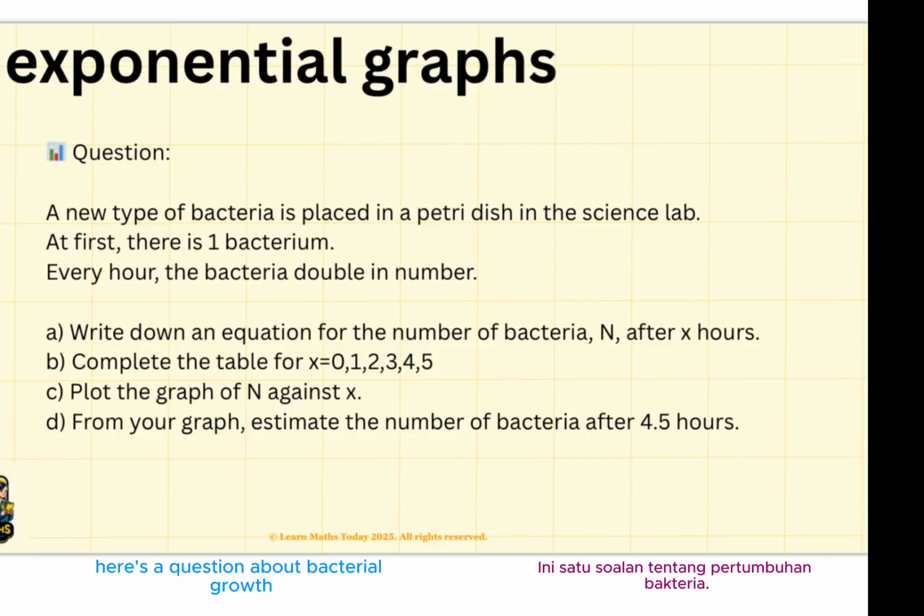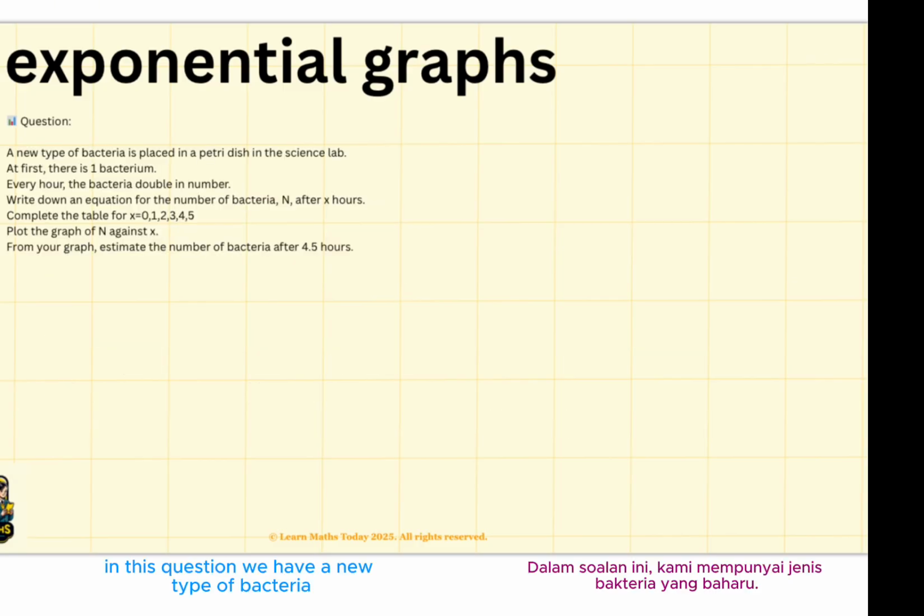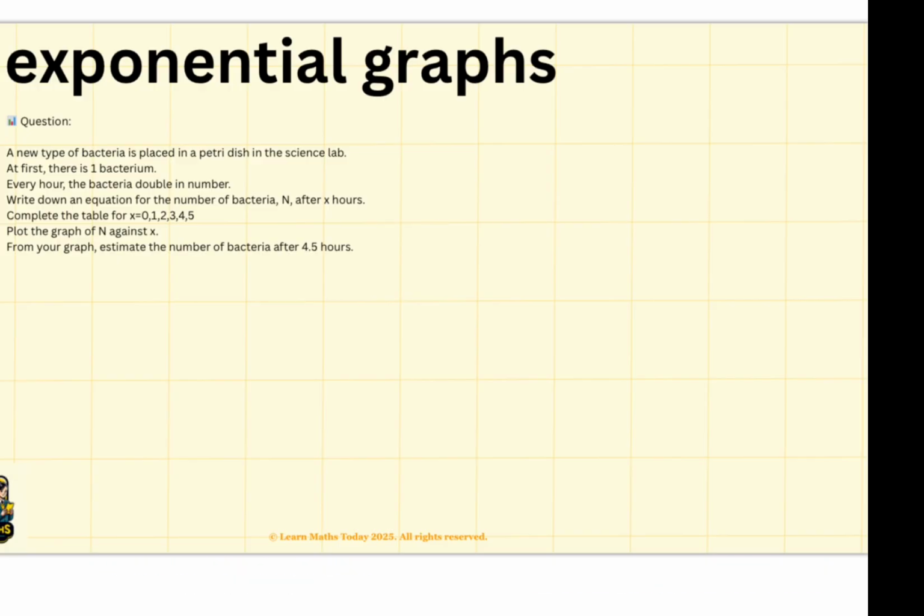Here's a question about bacterial growth. Read through the question and then try to do it on your own. In this question, we have a new type of bacteria that is placed in a petri dish in the science lab. At first, there is one bacterium. Every hour, the bacteria double in number. We are supposed to write down an equation for the number of bacteria n after x hours and complete the table for x equal to 0, 1, 2, 3, 4, and 5. And then we have to plot the graph of n versus x, and we have to estimate the number of bacteria after 4.5 hours.